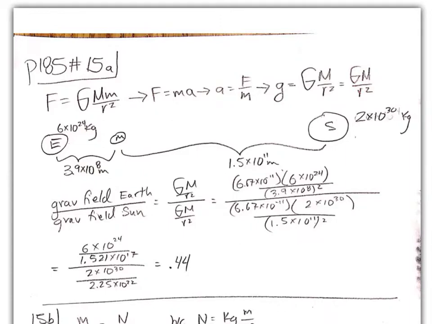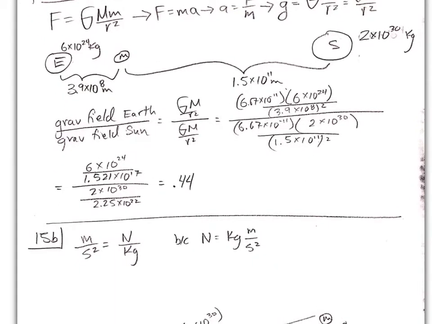This question asks for the ratio of gravitational field on Earth to that of the Sun. So we're going to plug in all the information for Earth, plug in all the information for the Sun, and it looks like this and like this. Fortunately for us, these will cancel and cancel and leave us with this. When we plug it all into the calculator correctly, we get this.